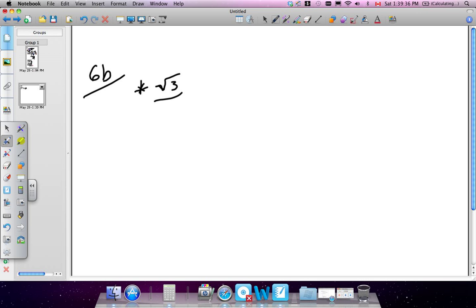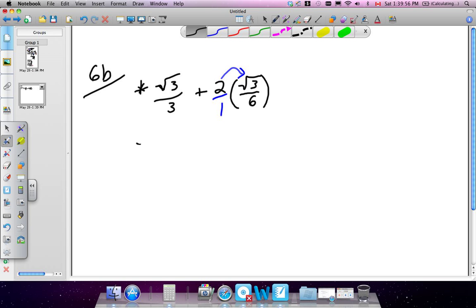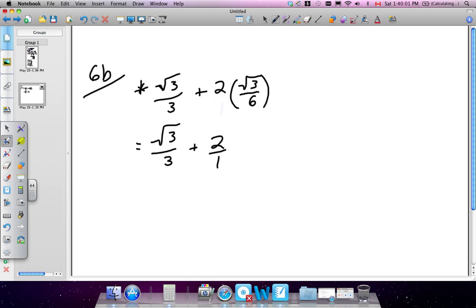Okay, so 6b. I'm just going to jump ahead to where I put a star. I put a little star on your page. Hopefully you remember how to get there. Root 3 over 3 plus, and even though I wrote a 1 over it, technically your paper said this, over 6. The first step is I'm going to multiply this 2 inside the bracket. And when I do that, I have to change 2 into a fraction. So it's going to become 2 over 1.